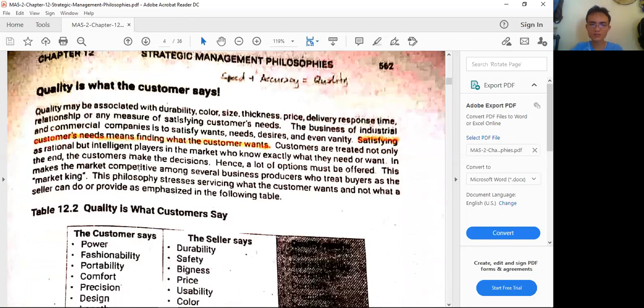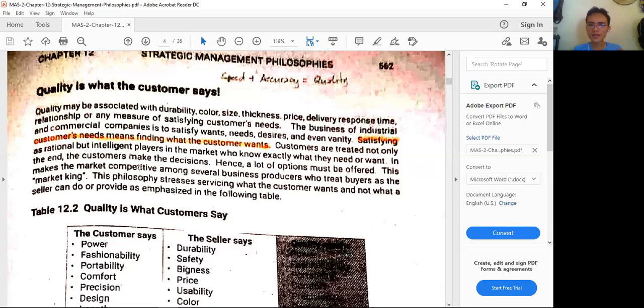Then quality is what the customer says. So if a customer, for example, would demand and say that these are the qualities they are looking for in a certain product, then they would be able to dictate the products produced by the company. Of course, because they are the ones to buy the goods and services of the company, because products can be goods and services, right? Goods, tangible, services, intangible, but they can be used interchangeably anyway.